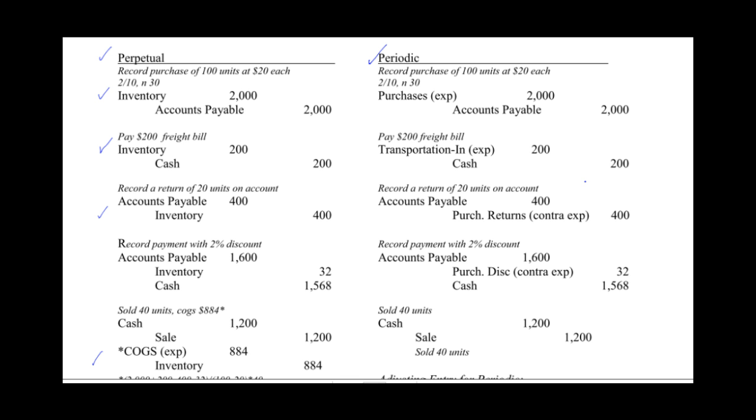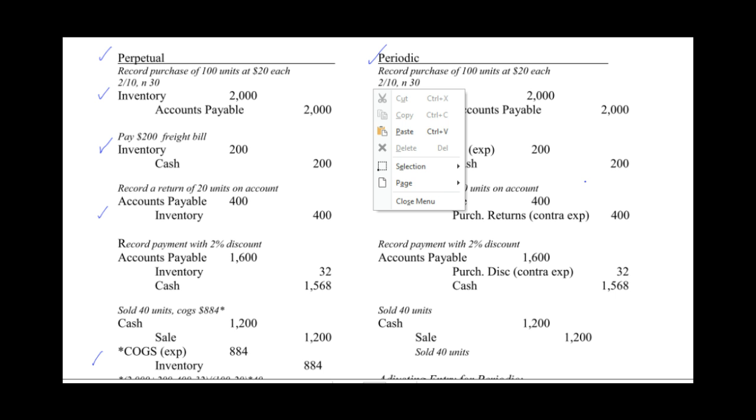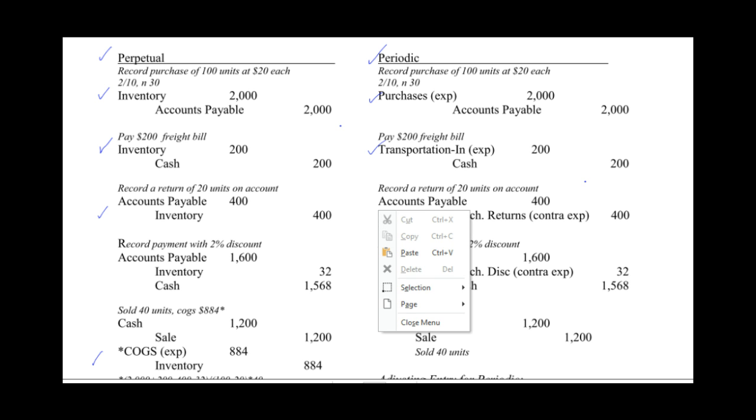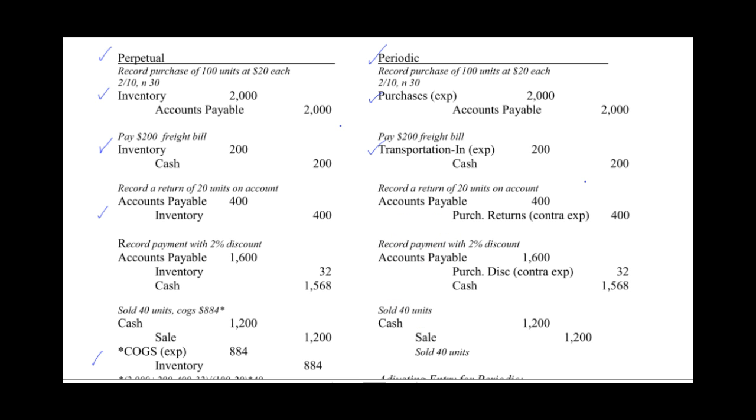Looking at the periodic, you'll notice that purchases are expensed and put into an expense account called purchases. Transportation is put into an account called transportation in. Purchase returns and allowances are in a contra expense account. When you take a discount, it goes into another contra expense account called discounts.